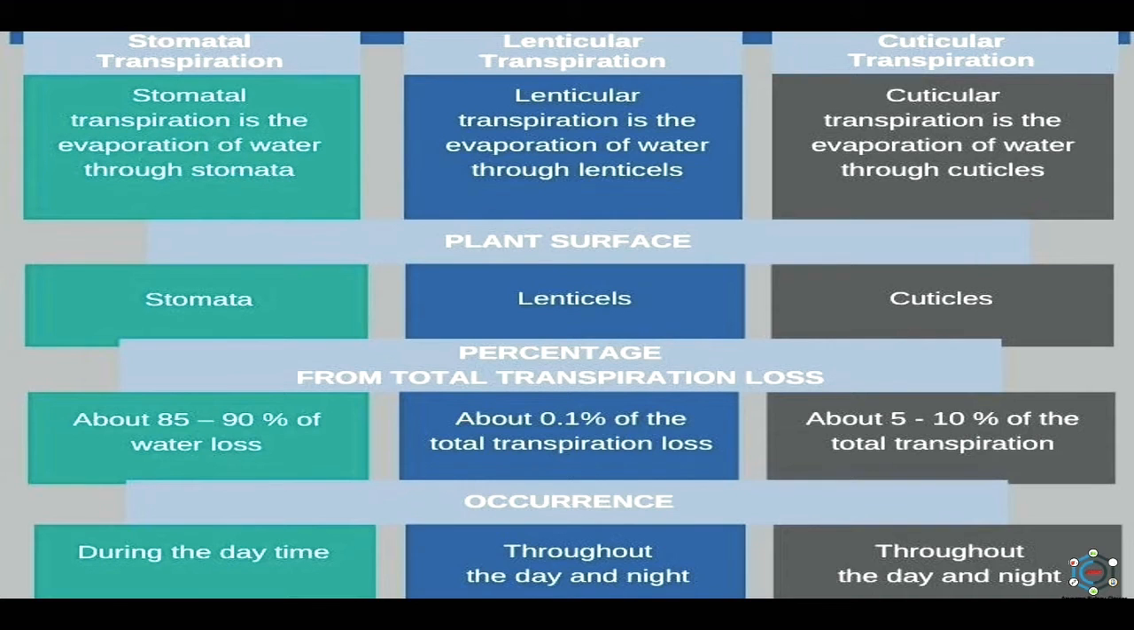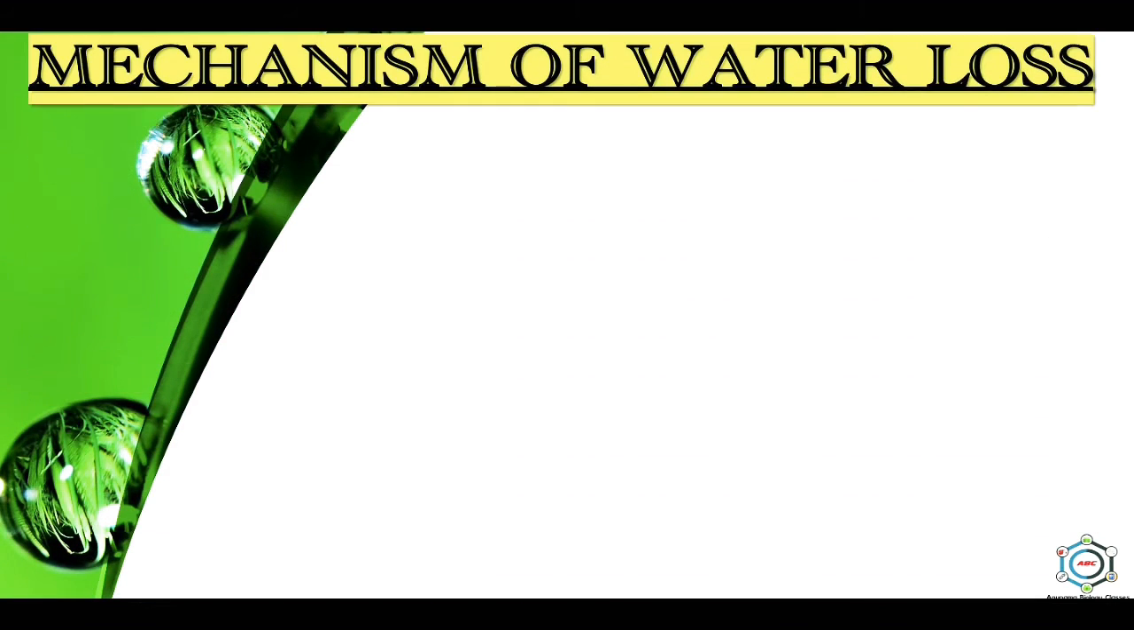In case of lenticular transpiration, it is 0.1% of the total transpiration loss, and in case of cuticular transpiration, 5 to 10% of the total transpiration loss. According to the occurrence, stomatal transpiration occurs during the daytime, lenticular transpiration occurs throughout the day and night, and cuticular transpiration also occurs throughout the day and night.